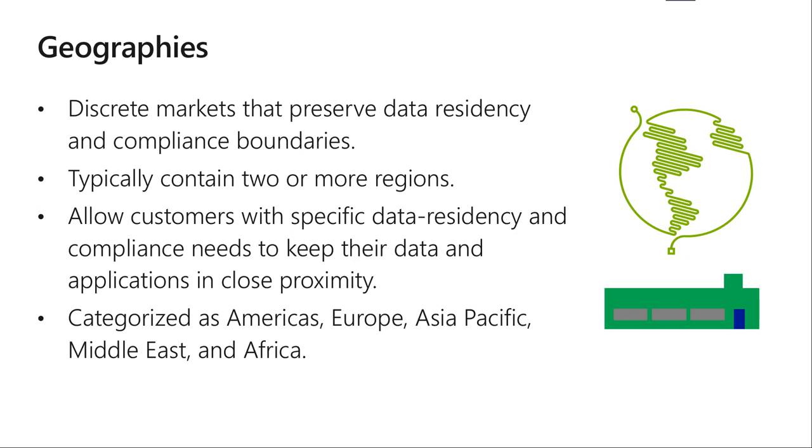So a geography is a discrete market, typically containing two or more regions, that are preserved as data residency and compliance boundaries. Geographies allow customers with specific data residency, compliance, and security needs to keep their data and applications close, ensuring data residency, sovereignty, compliance, and resilience requirements are honored within geographic boundaries. They're broken up into Americas, Europe, Asia Pacific, and Middle East and Africa. That's something like FYI. This won't be on the exam.